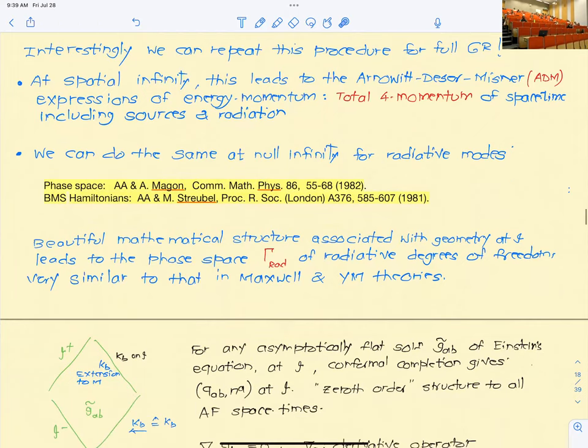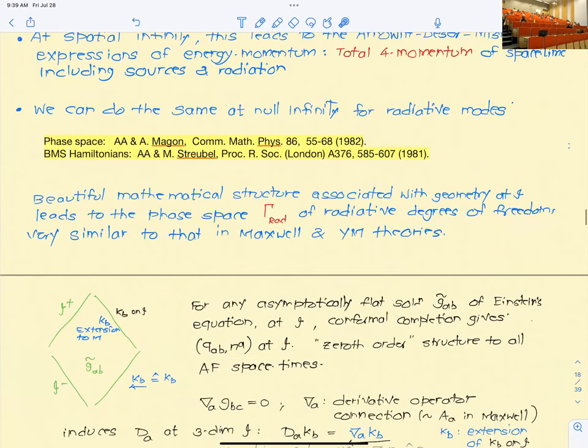So the statement is that we can really use asymptotic symmetries and define the fluxes and charges associated with them. And this is a very beautiful mathematical structure associated with the geometry at scri that leads to the phase space of radiative degrees of freedom. And that is very similar to that of Maxwell and Yang-Mills theory. So all fundamental forces of nature that are described by gauge theory, namely electroweak interaction and strong interactions described by Yang-Mills theory, and gravitational interaction defined by general relativity. In all of these cases, there is in fact a nice radiative phase space at null infinity that can be used to define these charges and fluxes. And that also serves as the first step towards quantization of radiative degrees of freedom of full nonlinear general relativity as well as Yang-Mills theory.